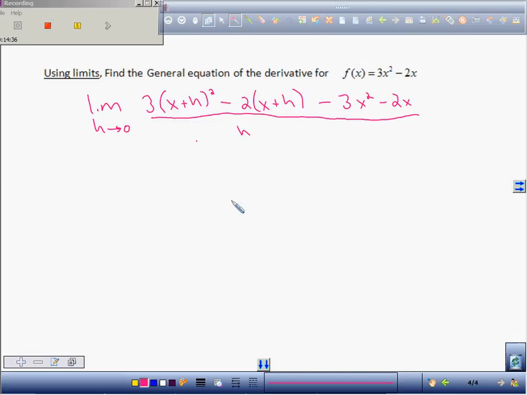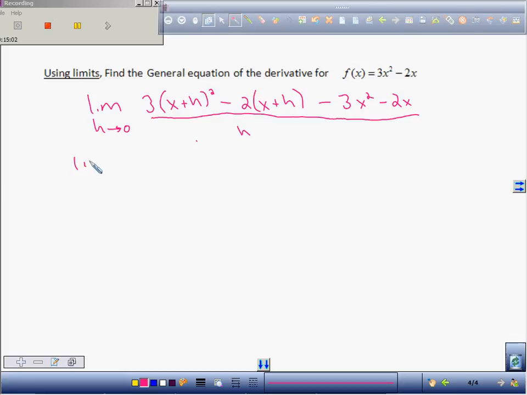h. Now, don't complain because I know that Mrs. Hine makes you do this, and next year you're going to have to do this, and this is a headache for a lot of kids, and it's good to practice it now because you're going to have to do it next year as well. So the best way to do this is just to distribute everything out.